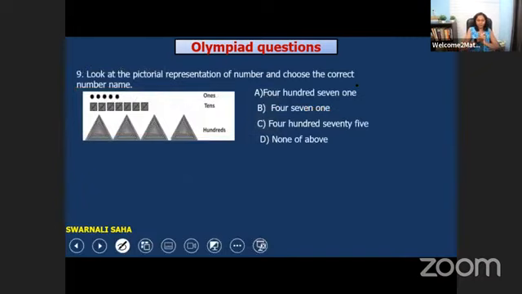Let's see question number 9. You see, here is a pictorial representation of a number and we have to choose the correct number name. Okay. So which would be the answer? A, B, C, D. There are 4 options here. Which would be the right one? That we have to find out. Can you tell me?